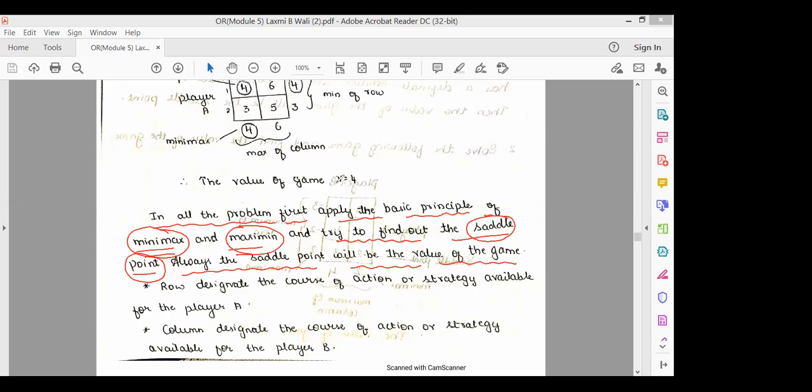So here 4 was the value of a game. It means by 4 points, player A is winning because we have got positive 4 here. Sometimes the value of a game will be negative in some problems. Suppose it is -5. It means player A is losing that particular game by 5 points, whereas player B is winning when you get a negative.